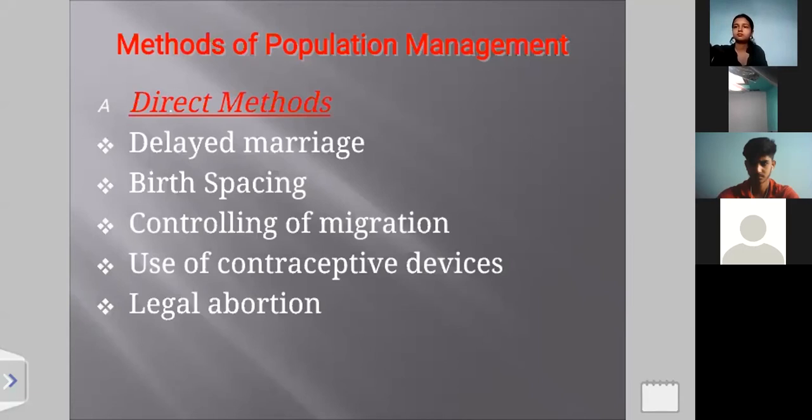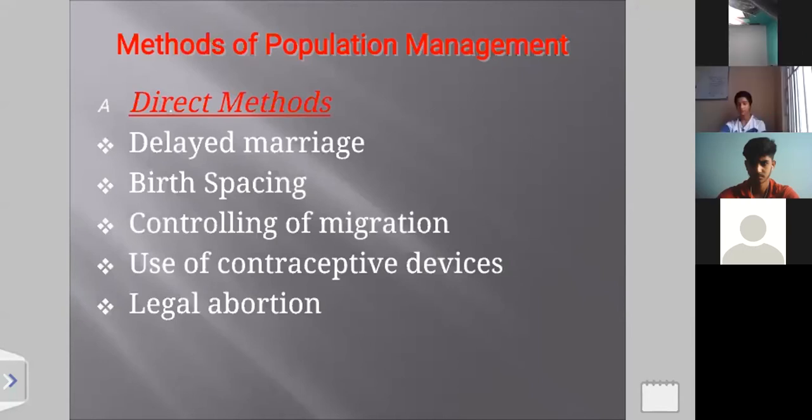So, delayed marriage helps in population control, population management, because in delayed marriage, the woman's fertility power is, the woman's fertility power is what?